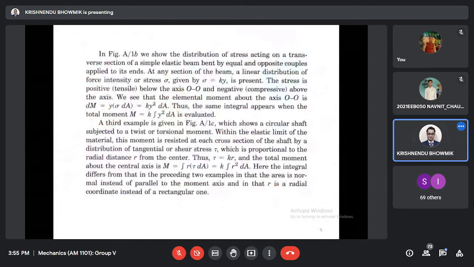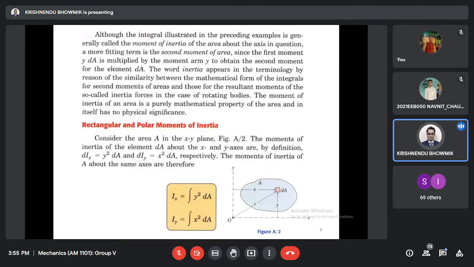Next, what we understood is that some stress is some k multiplied by y, then we take the moment and finally we get these expressions. This is one case. Then for the shear stress torsional case, we got k r square dA. This is the second case.